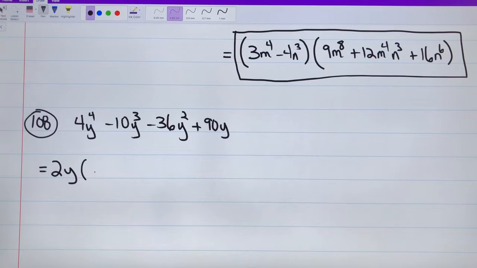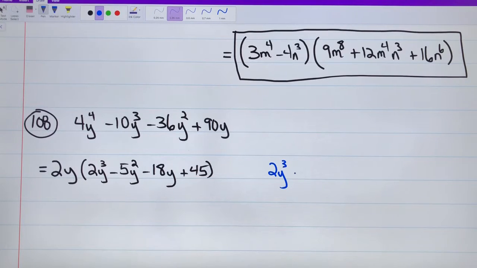If I factor out the greatest common factor, we have 2y. Now we have 2y cubed minus 5y squared minus 18y plus 45. And looking at the factorization here, this is one where we can once again factor by grouping. Just taking this 4-term expression, the coefficients are proportional, where we can perform factoring by grouping.